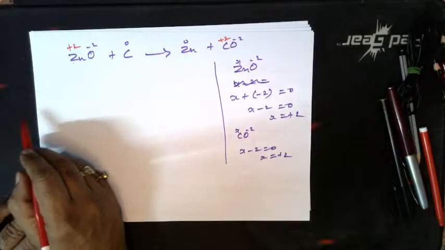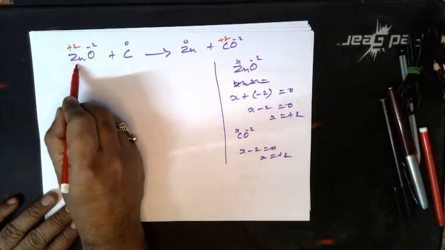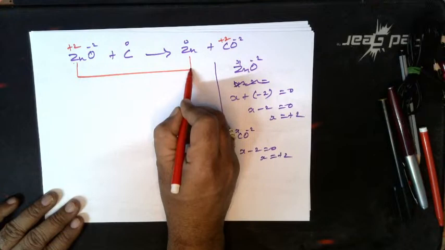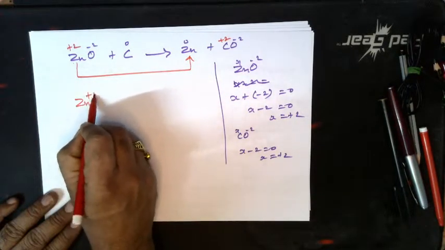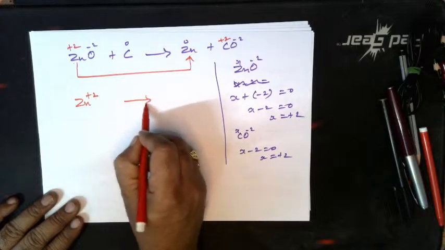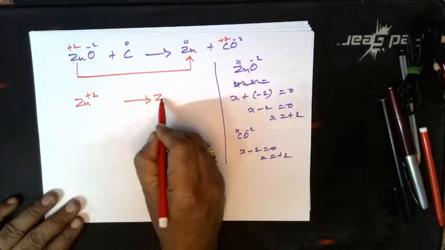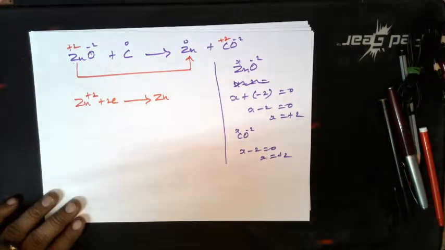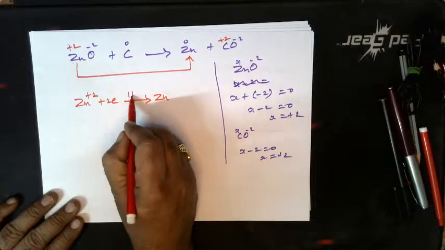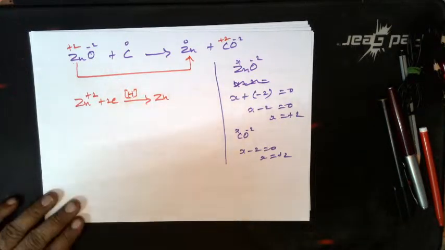Got this? Now zinc becomes what? Zn plus 2 becomes Zn, zero. It means 2 electrons are added. Whether it is reduction or oxidation? Reduction, because of addition of electrons.